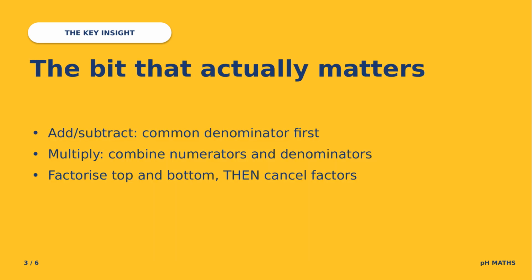Key insight. To add or subtract, find a common denominator first. To multiply, combine across, top times top, bottom times bottom. And to simplify, factorize both the numerator and the denominator. Then cancel any shared factor. Always factorize first, because most cancellation only becomes visible after factorizing.